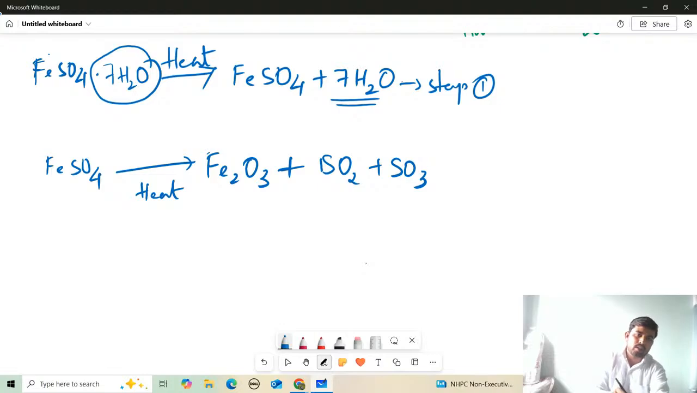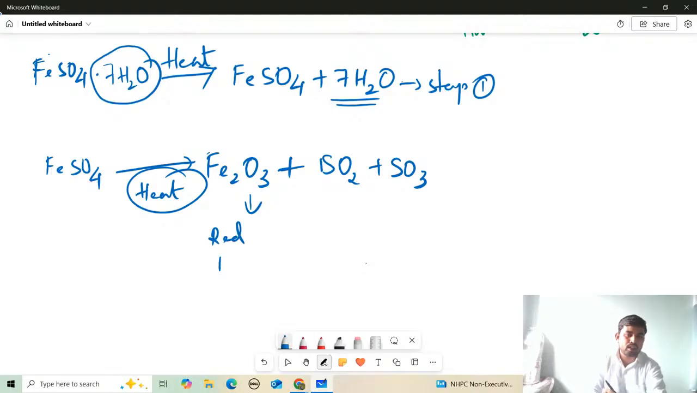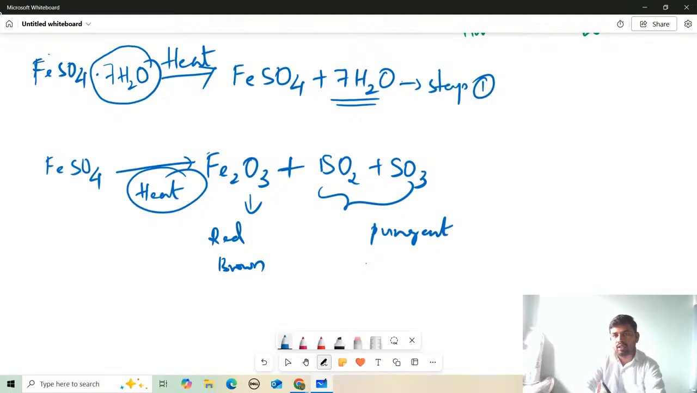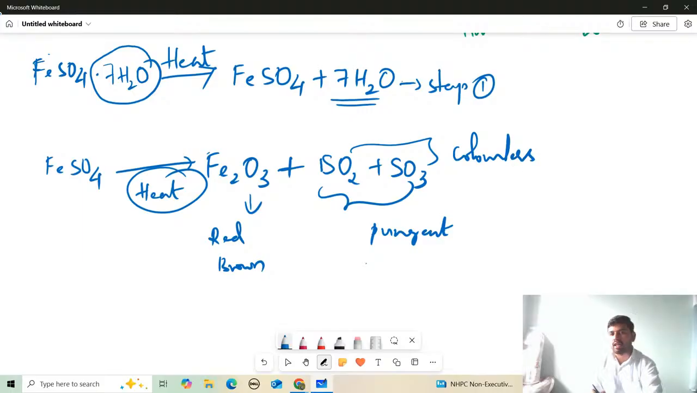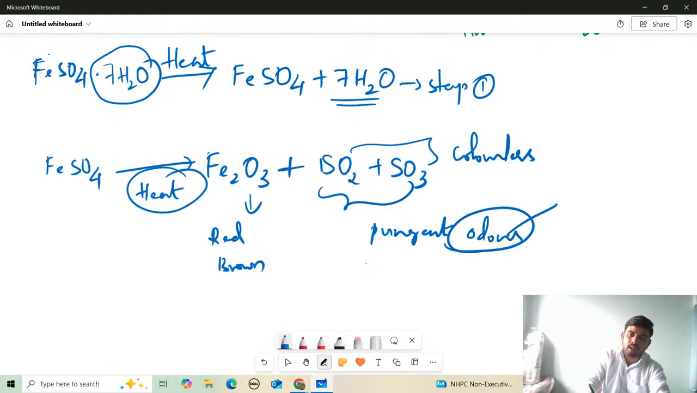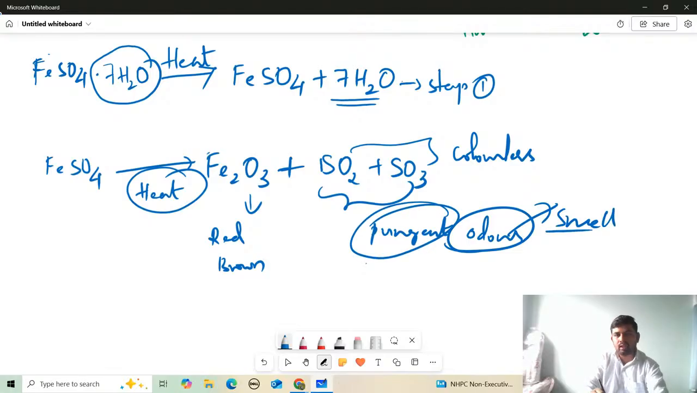Here also we are supplying heat energy, and Fe2O3, iron oxide, is generally a reddish brown compound. These two gases have a pungent smell. Pungent means irritating smell. And what is the color of these two, sir? These two gases are colorless. They will ask this question. So colorless gases are produced, but they have a pungent odor. In chemistry, smell is called odor. Odor means nothing but smell. Which smells? Pungent odor.